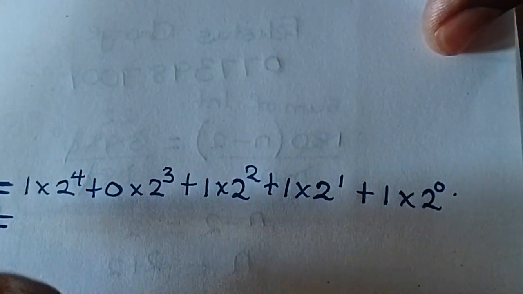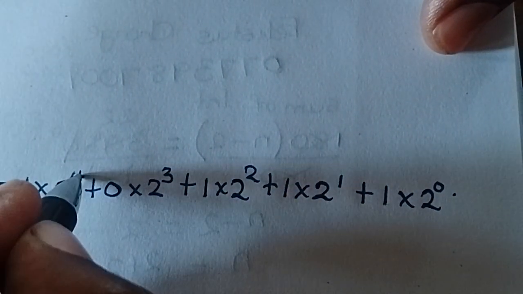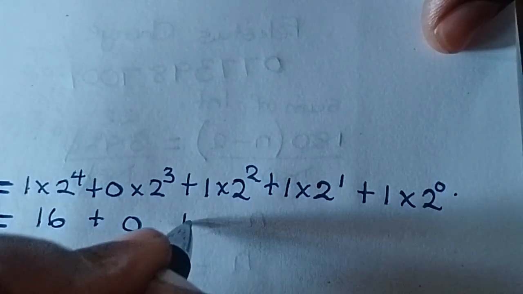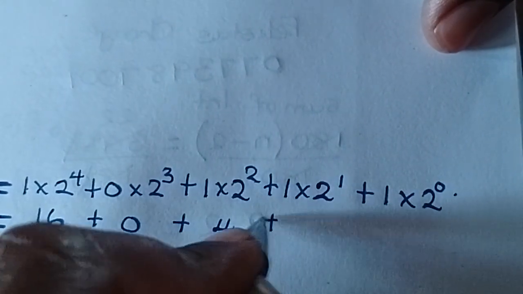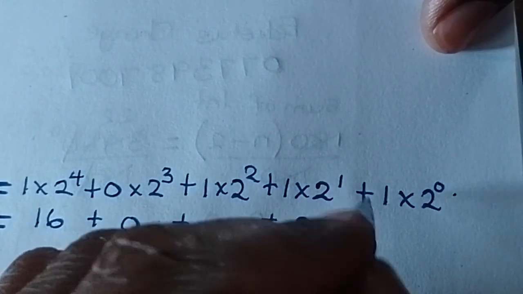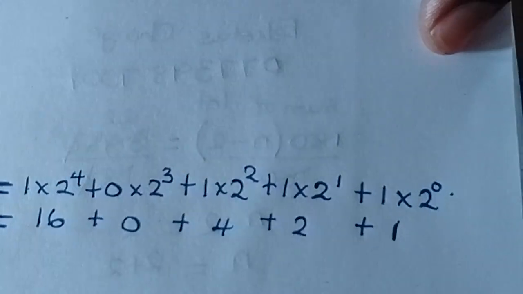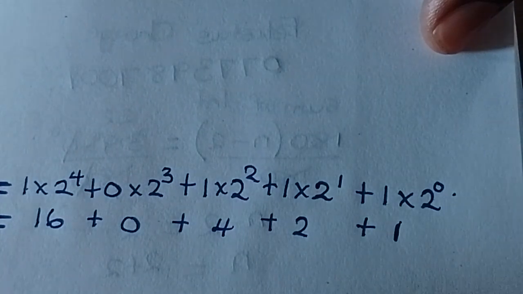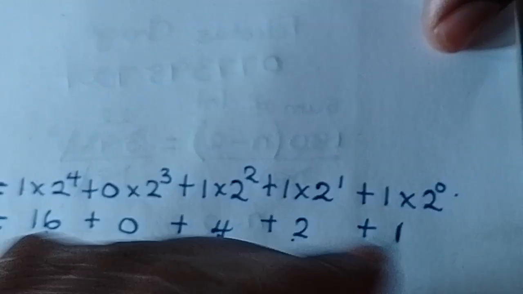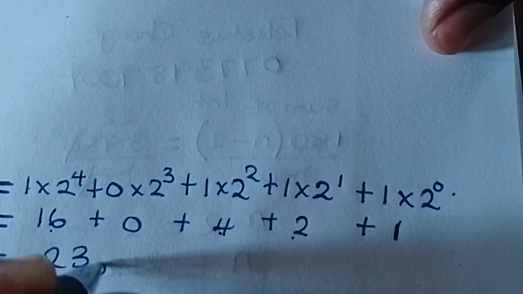Then simplify. This is 1 times 2 to the power 4, which is 16, plus 0, plus 4, plus 2, plus 2 to the power 0, which is 1. So 1 times 1 is 1. Any number raised to the power of 0 is 1. So we now have 16 plus 4 is 20, 22, 23 in base 10.